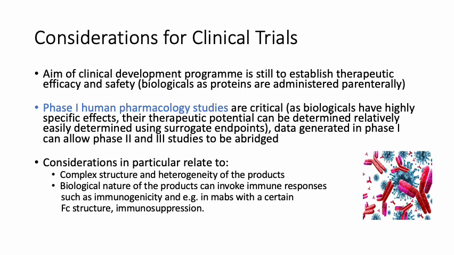So, some considerations for clinical trials with biologicals. The aim of the clinical development programme is still to establish therapeutic efficacy and safety, and biologicals as proteins are administered parenterally. Phase 1 human safety studies are critical. As biologicals have highly specific effects, their therapeutic potential can be determined relatively easily using surrogate endpoints, and data can be generated in phase 1 that can allow phase 2 and phase 3 studies to be abridged.